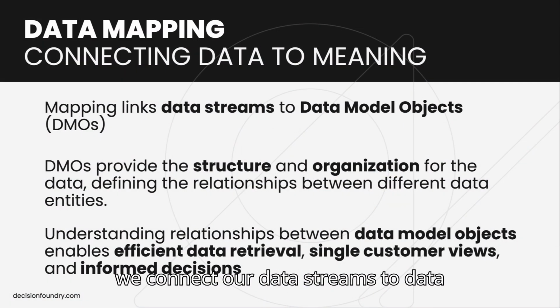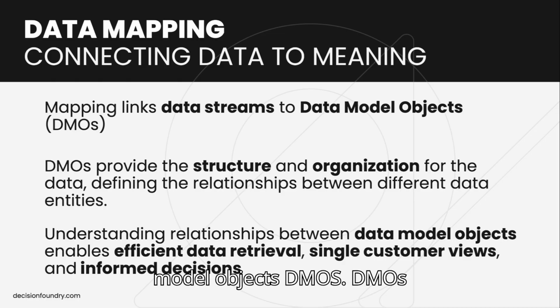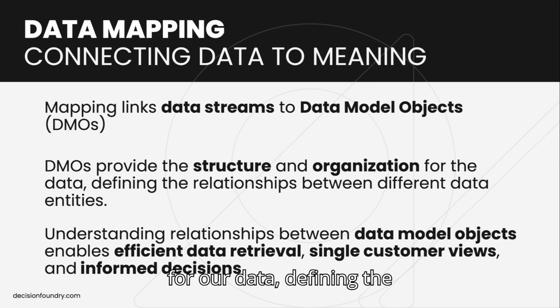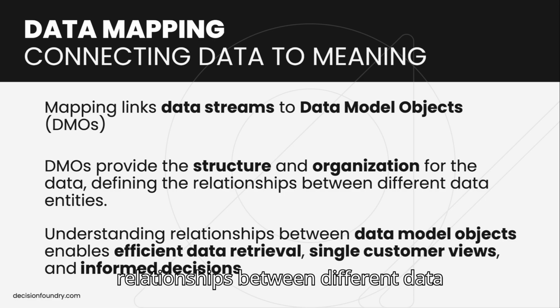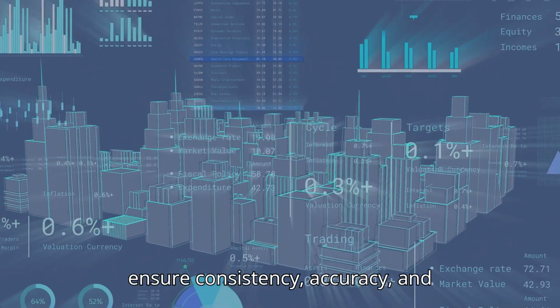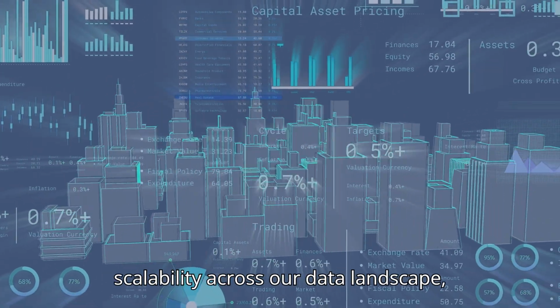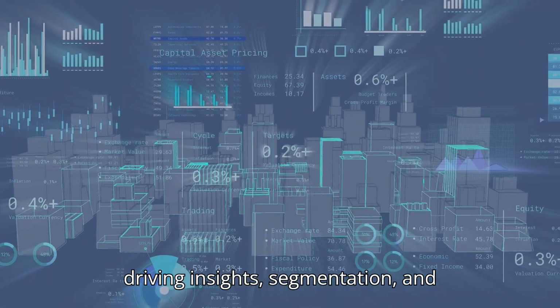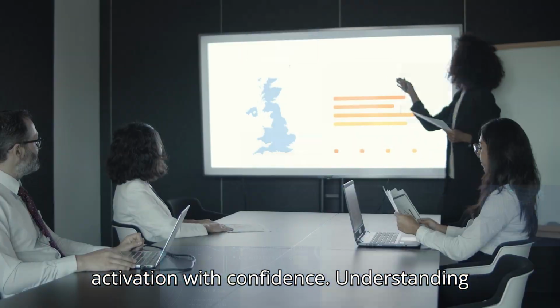Mapping is where we connect our data streams to data model objects, DMOs. DMOs provide the structure and organization for our data, defining the relationships between different data entities. With mapping, we can ensure consistency, accuracy, and scalability across our data landscape, driving insights, segmentation, and activation with confidence.